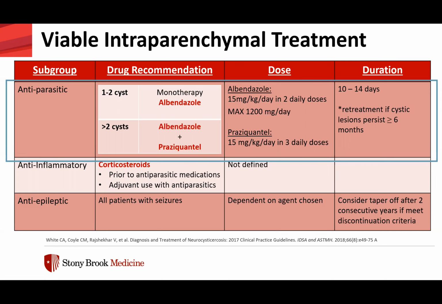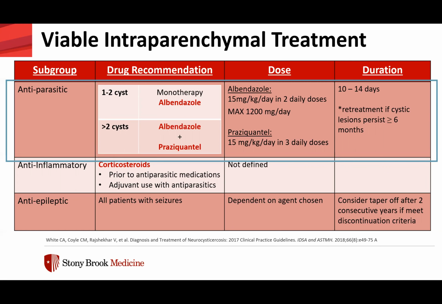So if we have a patient with 1 to 2 cysts that are viable intraparenchymal, the recommendation is just going to be monotherapy with albendazole, which is an antiparasitic. If patients have more than 2 cysts, then it's recommended to use dual antiparasitic therapy with albendazole plus praziquantel. Both of these antiparasitic drugs, though, are dosed as mg per kg per day in divided dosing, and the duration really is only 10 to 14 days. However, they recommend repeat MRI testing at 6 months, and if they still see cystic lesions that have persisted, retreatment is recommended.